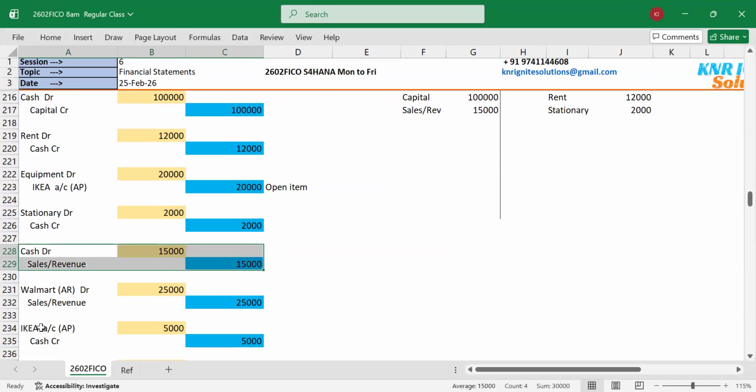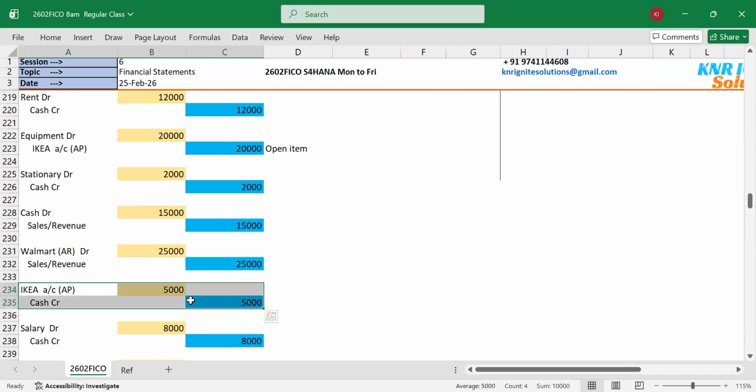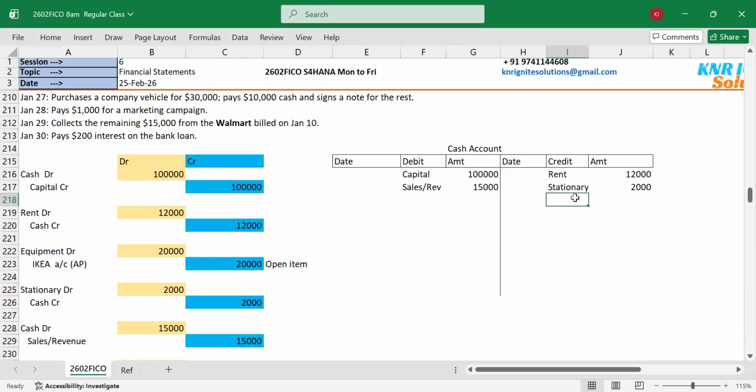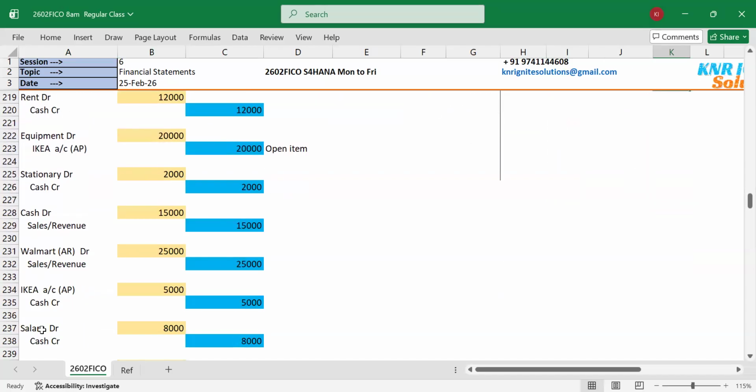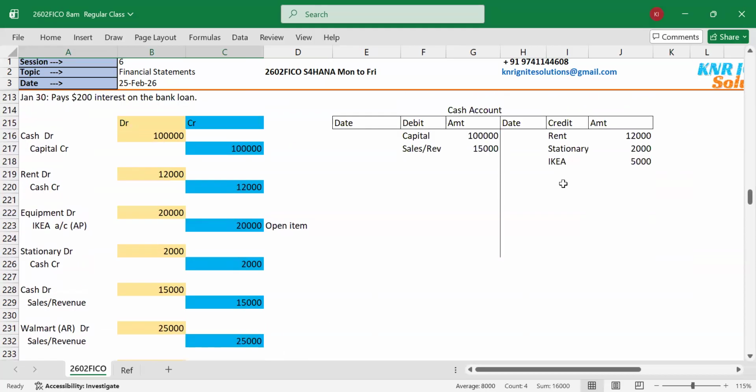I think next one we have IKEA, where we are paying cash to IKEA, which is a credit impact of 5,000. So I will say IKEA, say 5,000. Sorry. Okay. Then we have salary that you are paying again, 8,000. Credit your salary.